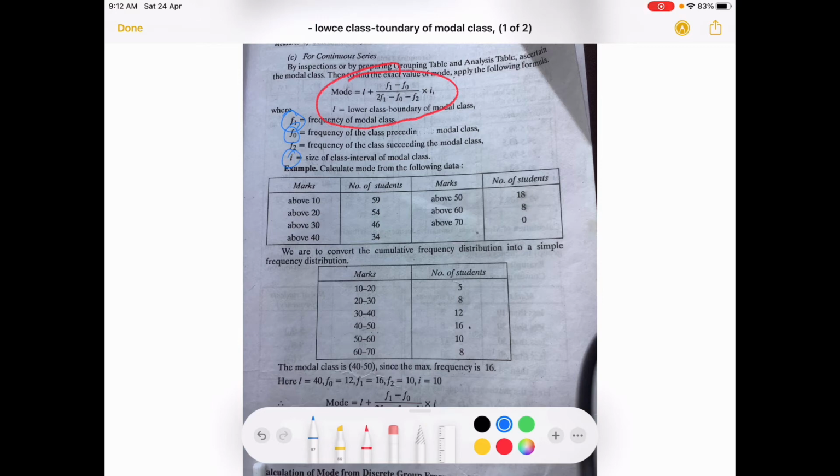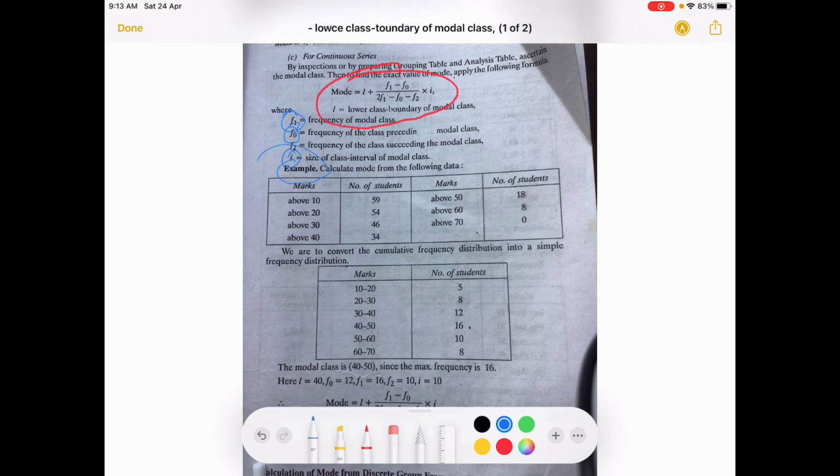So in that way you have to find out all the necessary items. L1, sorry L, then F1 minus F0 over 2F1 minus F0 minus F2, into I. You have to find out all these things and put them in the formula. In that way you can easily solve this problem. So the problem is given in the example.